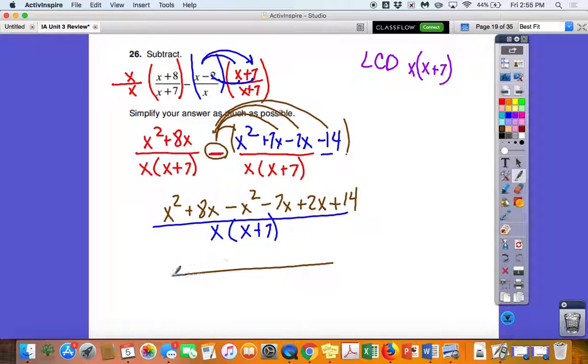Okay, so put your like terms together. Ooh, look at that. Your x squares cancel out. So we don't have any of those. We have an 8 minus 7, that gives me 1, plus 2 is 3x, and then I got my 14 with it. Then I've got x and x plus 7. So you cannot factor anything out of 3x plus 14. That is prime. You can't do anything with it. So resist the temptation to do anything with the 7 and 14. They're glued to other terms there. So you're stuck.